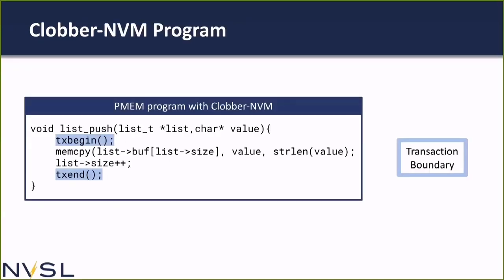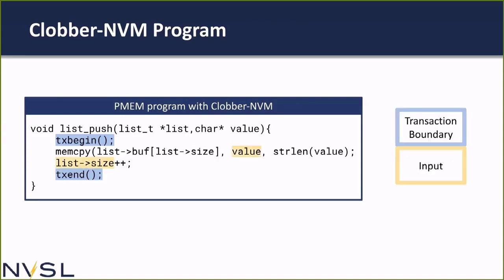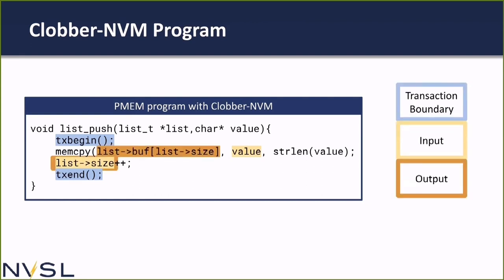ClobberNVM allows programmers to mark failure atomic operations with transaction boundaries. A transaction input is a value assigned before the transaction's execution and then read within it. A transaction output is a value written in the transaction and then read after it. You may notice that the size of the list is a transaction input and a transaction output at the same time. In ClobberNVM, we formally define this kind of input as clobber input.